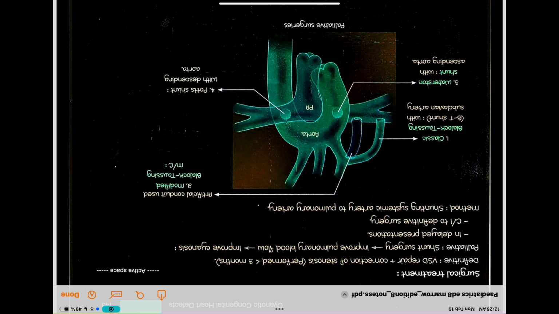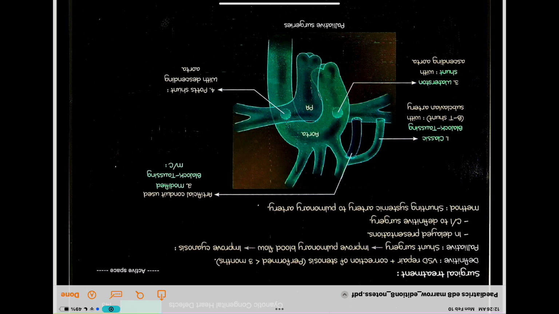Palliative shunt surgery improves pulmonary blood flow and improves cyanosis. In delayed presentation, it is contraindicated to do definitive surgery. Method: shunting systemic artery to pulmonary artery.